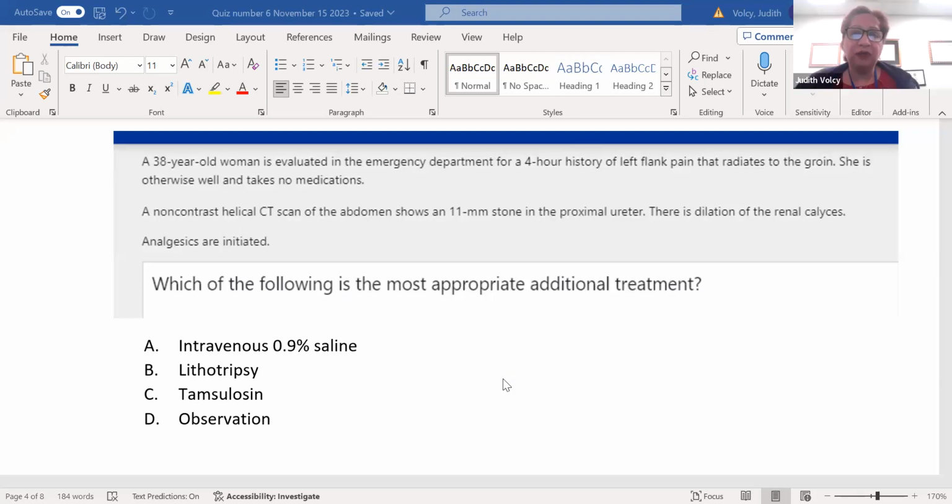And observation will not help this woman at all because she could lose her kidney. If the stone is that big, it can cause hydronephrosis and all kinds of problems with her kidney. So observation would not be the thing to do.